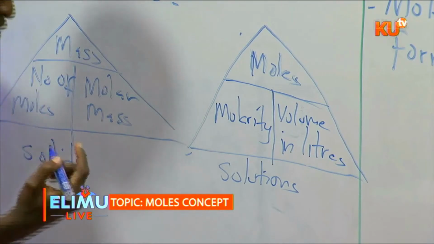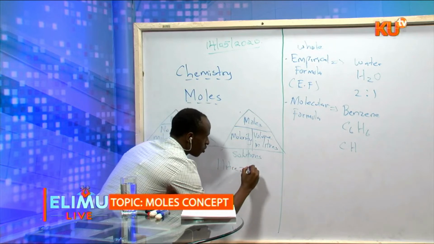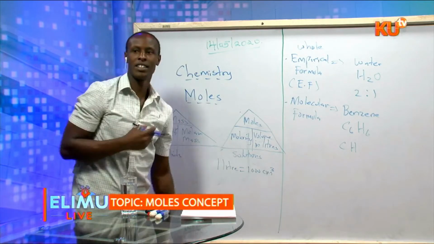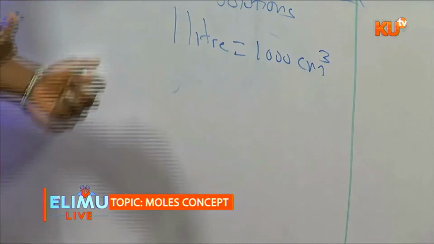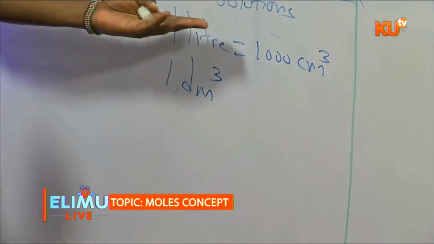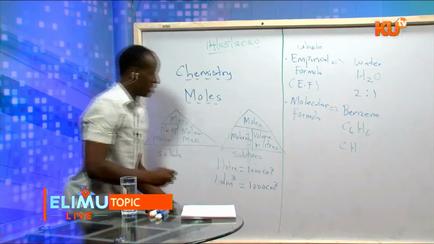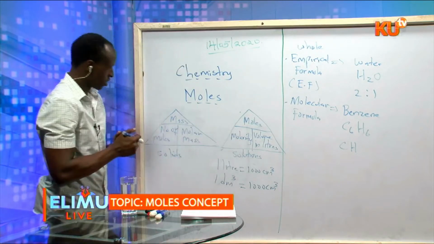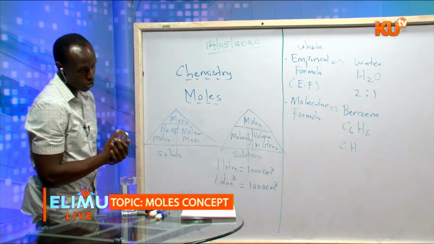One thing you have to remember when you're talking of volume in liters is 1 liter equals 1,000 centimeter cubed. That's how you convert a liter to centimeter cubed, or centimeter cubed back to a liter. A liter is the same as 1 dm cubed, or decimeter cubed. So 1 decimeter cubed is the same as 1 liter, so it still is the same as 1,000 centimeter cubed. So those are the first two triangles. The first one is for solids, second is for solutions.